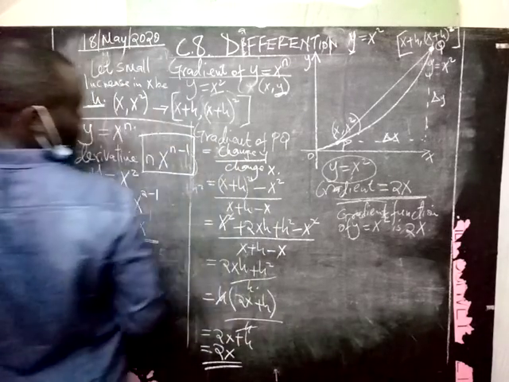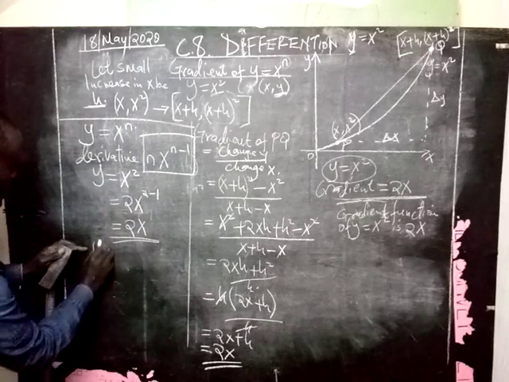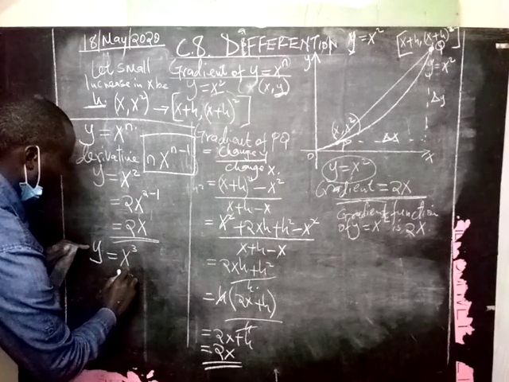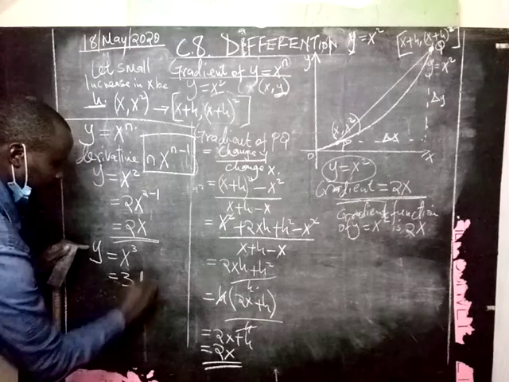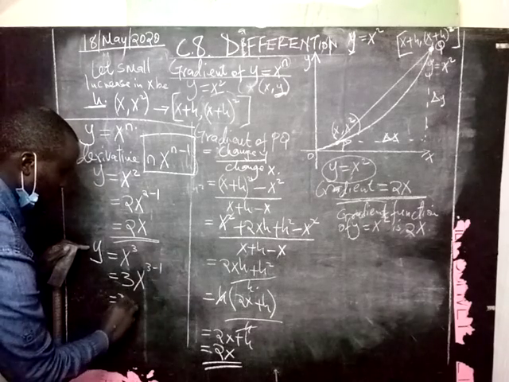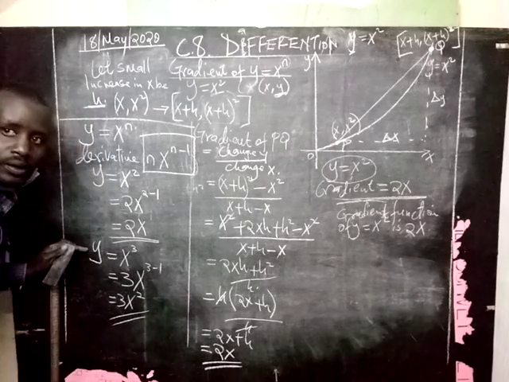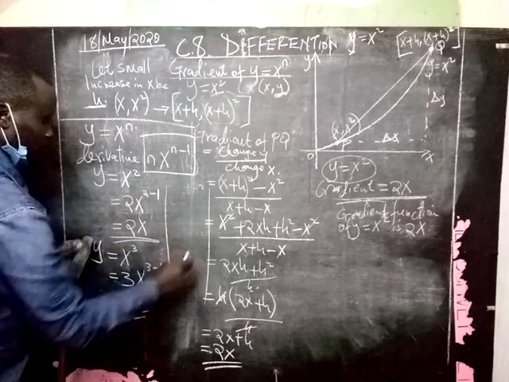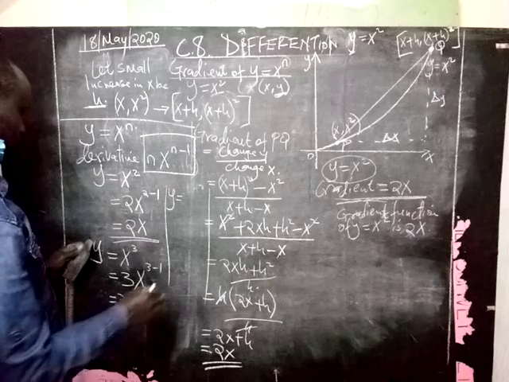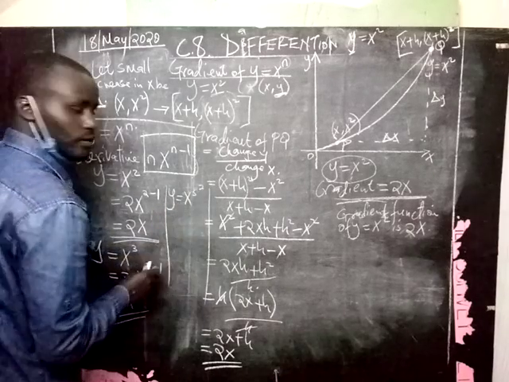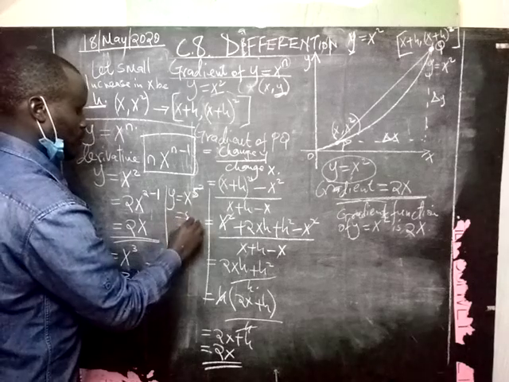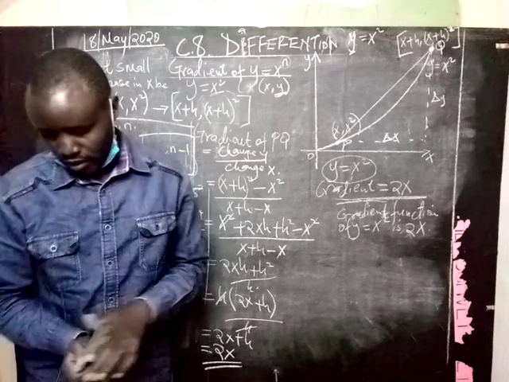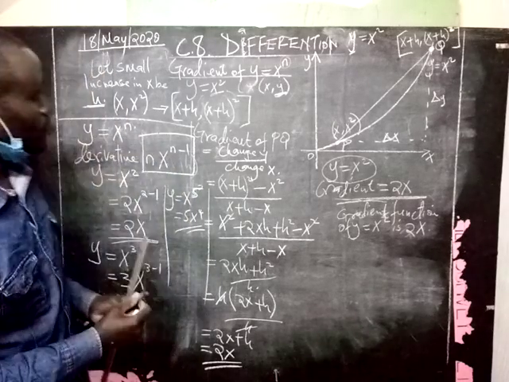So if we had y equals x raised to 3, we are going to say 3x raised to 3 minus 1 to get 3x raised to 2. How about if we had y equals x raised to 5? This one is 5, so we got 5x raised to 4. That is how it should be. We lessen 1 from n.